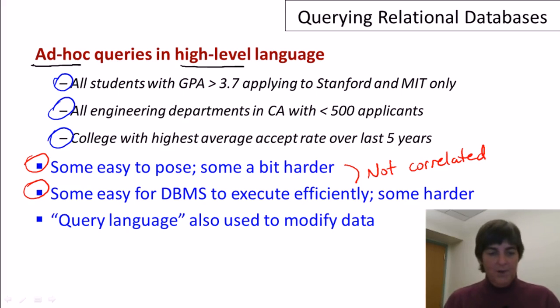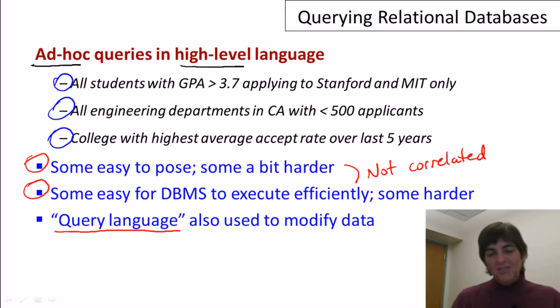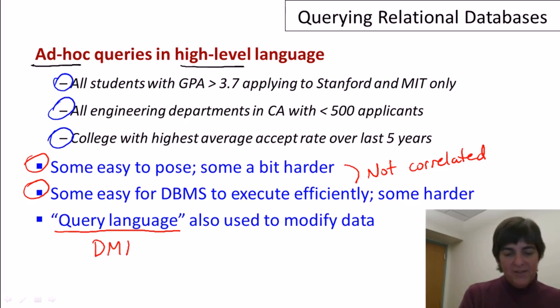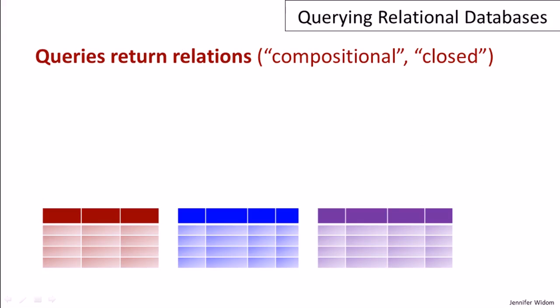Now, just a bit about terminology. Frequently people talk about the query language of the database system. That's usually used synonymously with the DML or data manipulation language, which usually includes not only querying but also data modifications. In all relational query languages, when you ask a query over a set of relations, you get a relation as a result.